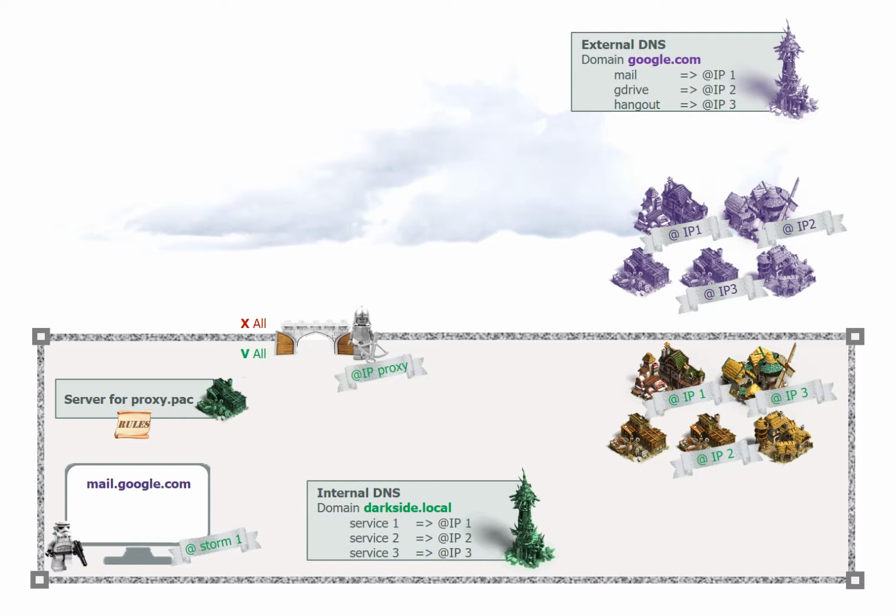So the user retrieves the rules, and his browser knows that for every internal domain he has to go directly to the nearest DNS, and for external domains he has to reach the proxy. For instance, a very simple rule could be: every time you search for an address with darkside.local in it, go internal, and for the rest, go to the proxy. Now, when the user tries to reach mail.google.com, he will go to the proxy.